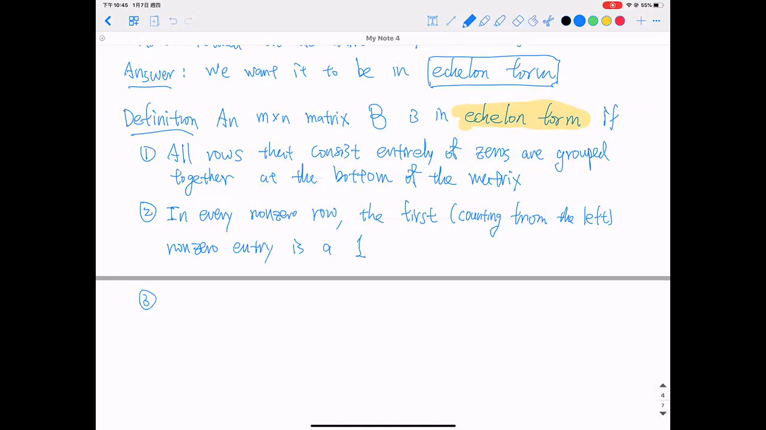Third. Now if the third condition is this: if the i plus first row contains non-zero entries, then the first non-zero entry is in a column to the right of the first non-zero entry in the ith row. Let's first write this down.